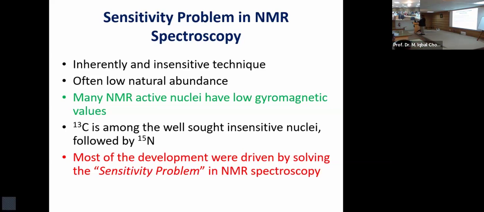Okay, who else? One, low population difference, because of abundance also. Low population difference because of low population difference. Why low population difference?